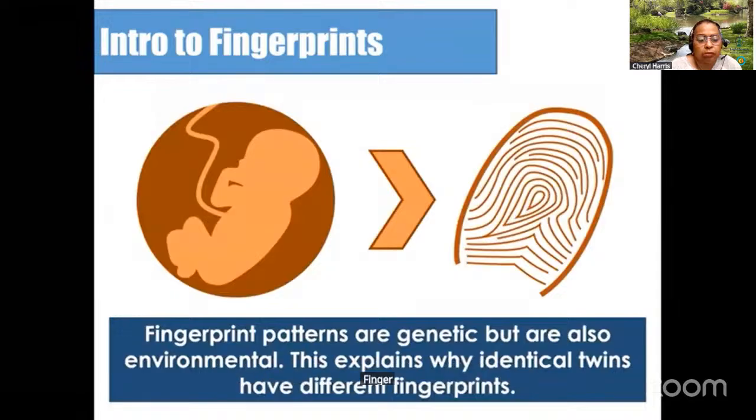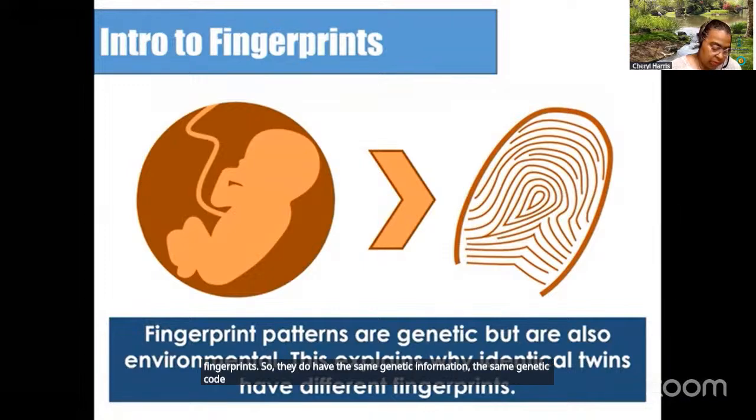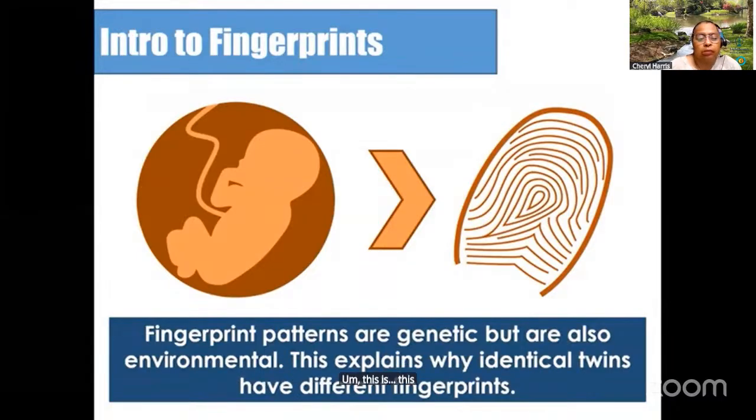Fingerprint patterns are genetic, but they're also environmental. We said that in the last slide, but this explains why identical twins would have different fingerprints. They do have the same genetic information, the same genetic code, but because fingerprints are environmental and are often shaped in the womb, this explains why identical twins would have differing ridge patterns.